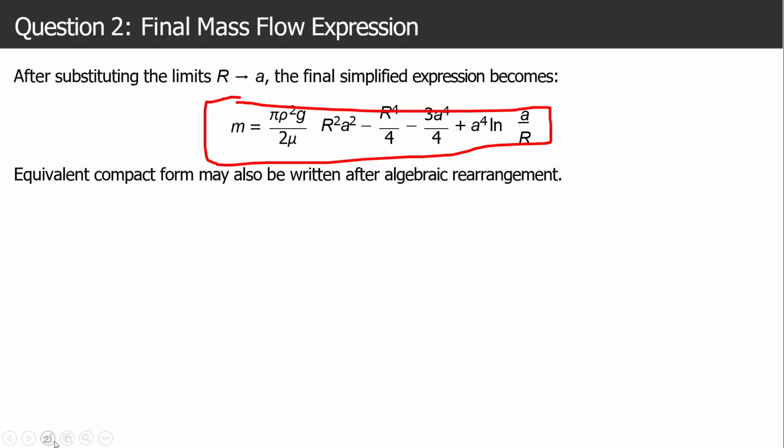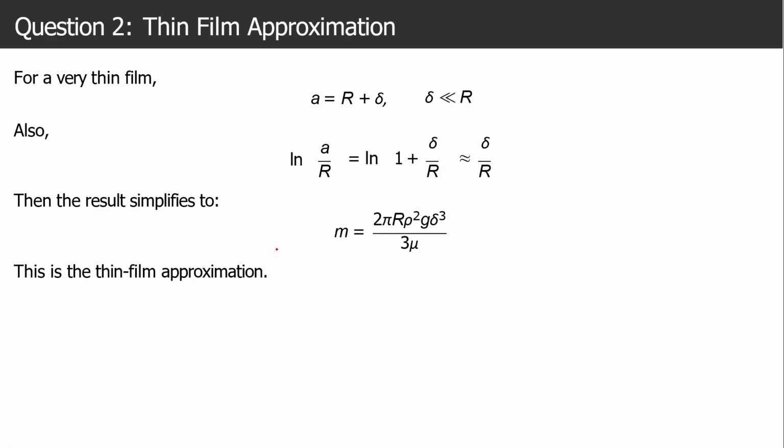After rearranging, this will look like this. Here a is our r plus delta, where delta is the thickness of the film. So for now, the second part is done, mass flow rate. The first part was the velocity profile. The final part is a equals r plus delta.